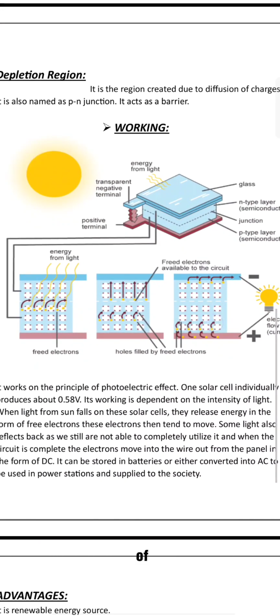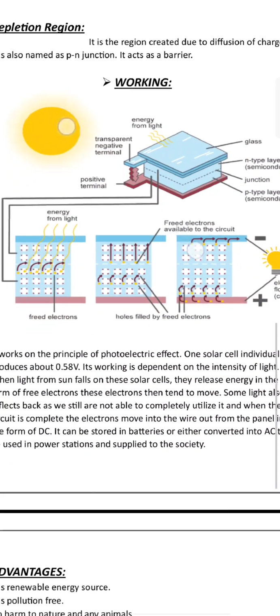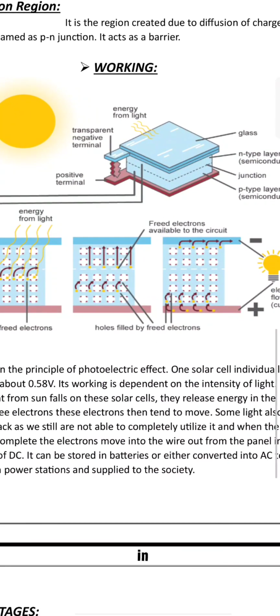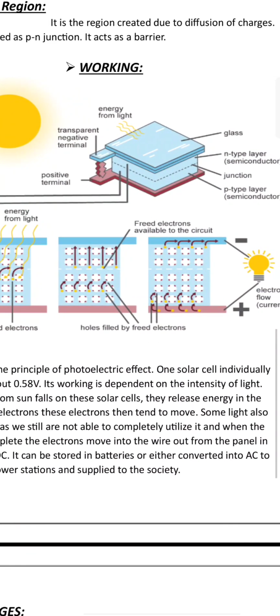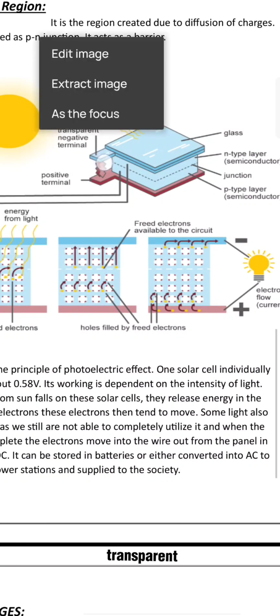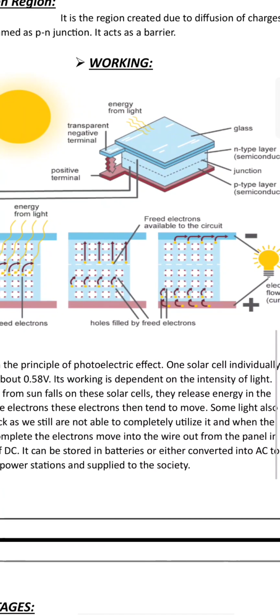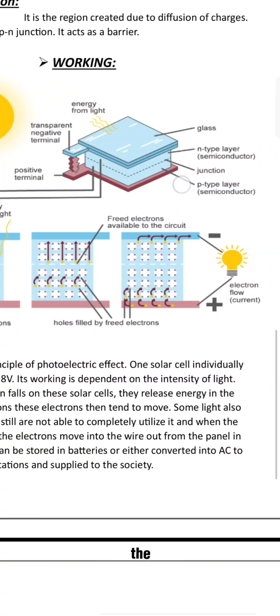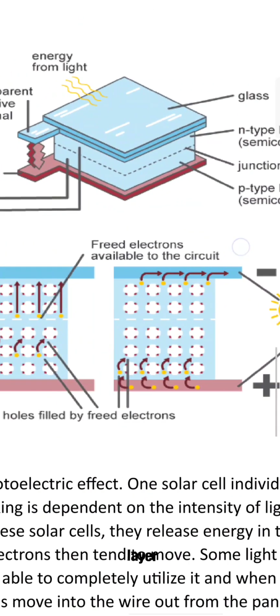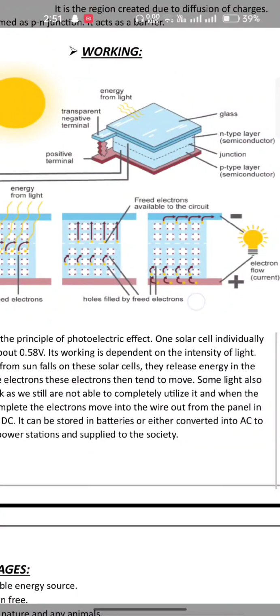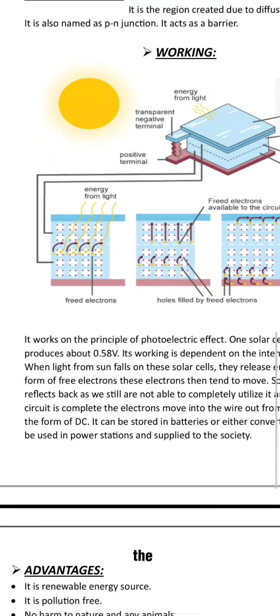So the working of a solar cell. Here the structure of the solar cell is described in a brief explanation. The upper layer is glass. This is the transparent terminal. This is the positive terminal. Then this is the n-type layer, the junction, the p-type layer, the semiconductors. And the energy from the sun.